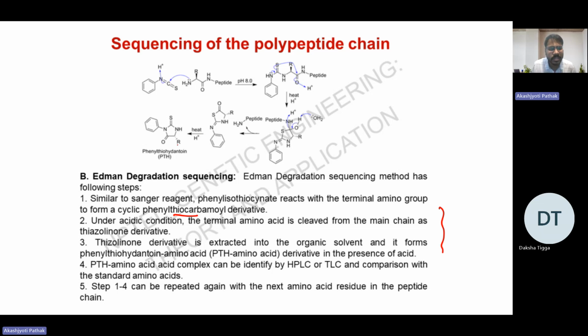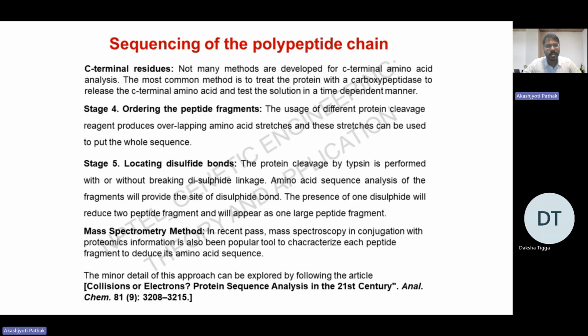You see here, this is the first amino acid that will be released. Now you are left with the second amino acid, which will now have the free amino terminal group. This will again react with this phenyl isothiocyanate, PIC. So in this way, in each cycle, you will get one of the amino acid residues, the N-terminal end amino acid residue, which will form a complex with this.